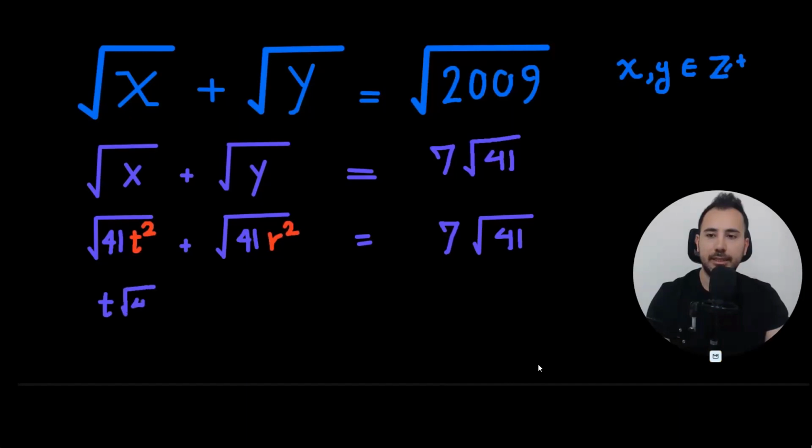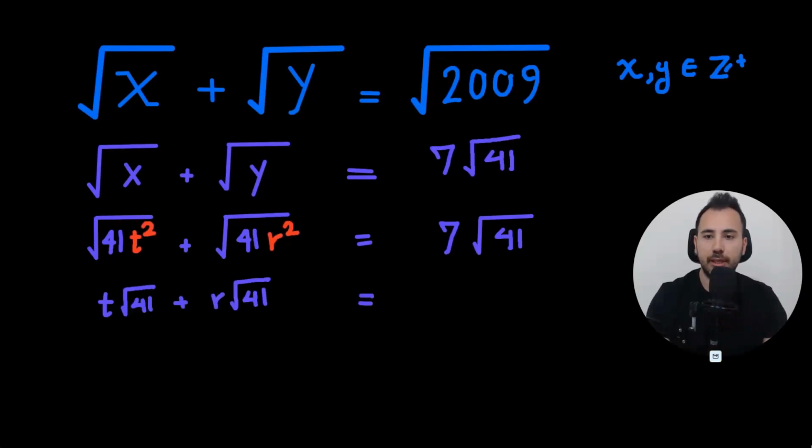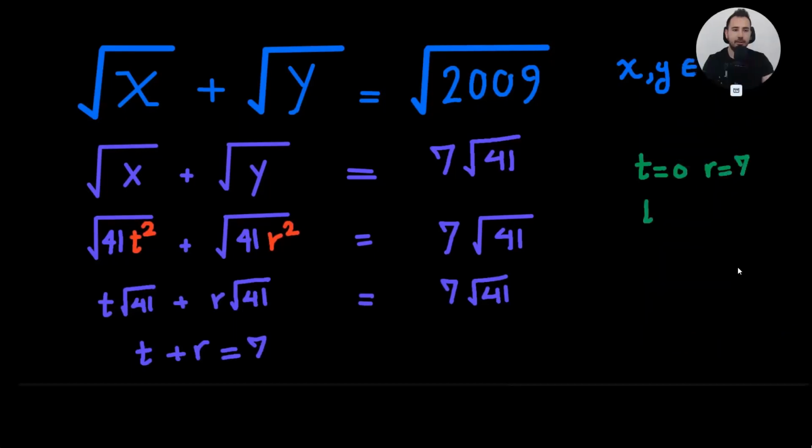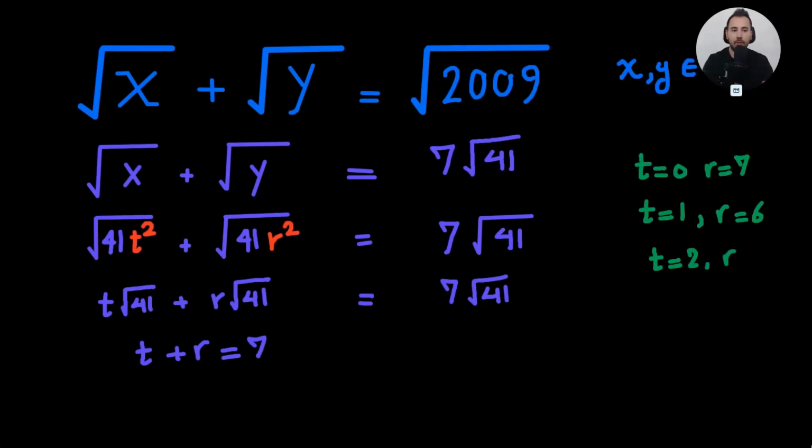Now let's go and actually simplify it. T squared and r squared pushed out of the square roots is equal to 7 times the square root of 41, which suggests that t plus r is equal to 7. Now we could write a set of possible solutions. If t is 0, r is supposed to be 7. T is 1, r is 6. T is 2, r is 5. And we could continue all the way to t equal to 7 and r equal to 0.